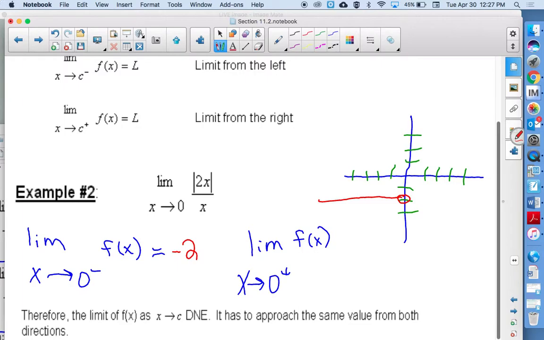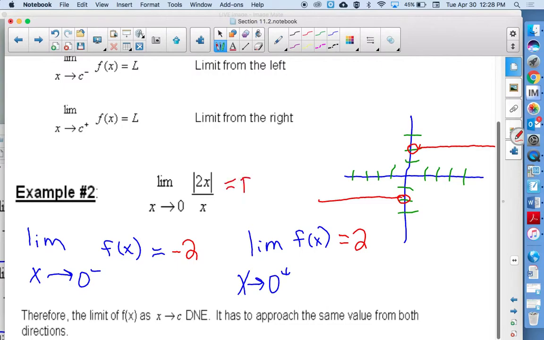Looking at the right side of the graph, where's that line at? 2. Up at 2, still at 0, open circle because it's still undefined, and then it goes to the right. So what's the right-sided limit? +2. Are they the same? No. So would this graph have a limit at 0?